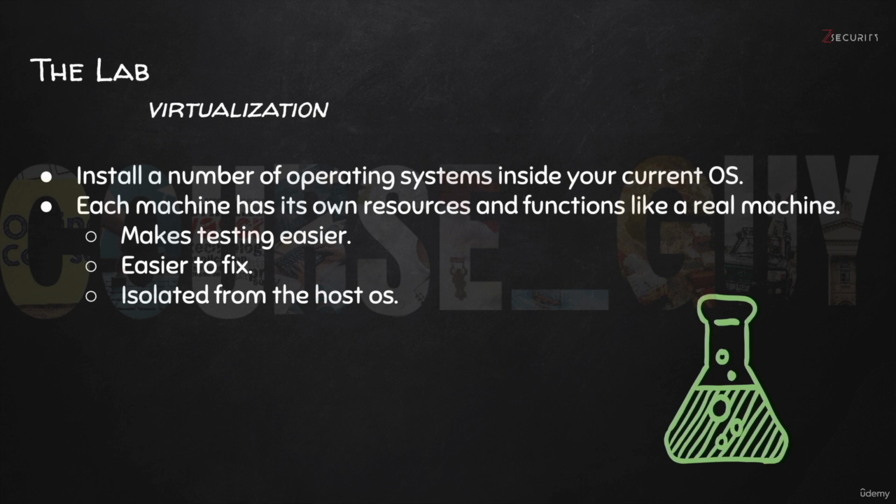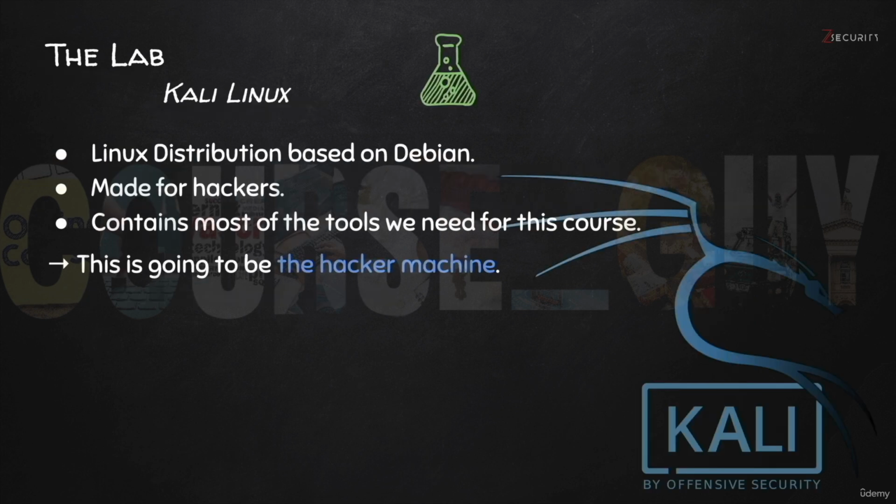The first operating system that we're going to install in our lab is Kali Linux. See, throughout the course, we're going to use a number of hacking tools. You can install each of these tools manually, or you can do what most hackers do, including myself, and save time and effort and use an operating system designed for hacking. We're going to use an operating system called Kali Linux.